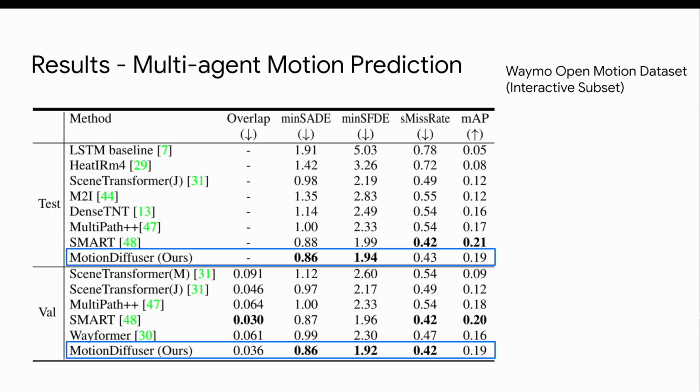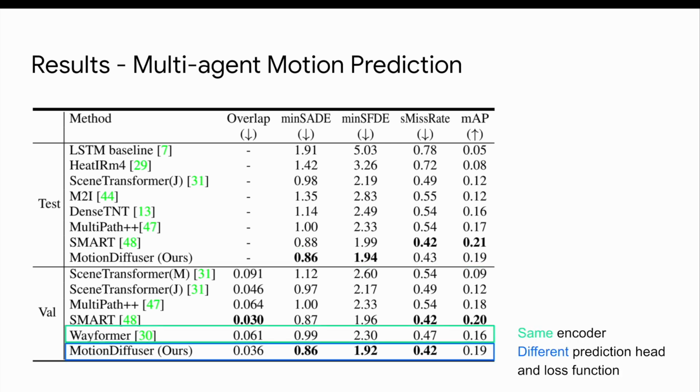We report our performance on the interactive subset from the Waymo Open Motion dataset. We achieve state-of-the-art performance across many scene-level metrics, including minimum average displacement error, minimum final displacement error, and miss rate. We achieve very competitive performance across other metrics such as mean average precision and overlap. Compared to the Wayformer model, which shares an identical encoder architecture, MotionDiffuser achieves significant improvement across all metrics by utilizing a diffusion predictor head and the denoising loss function.